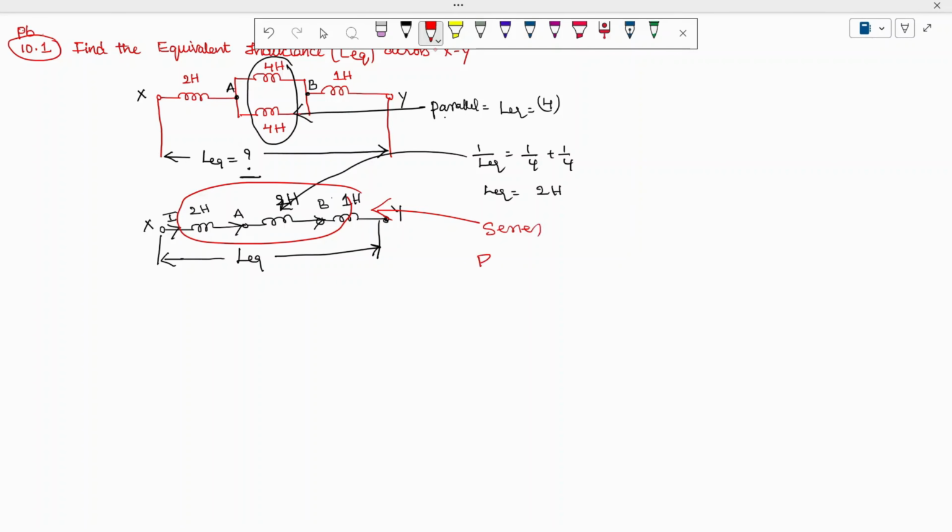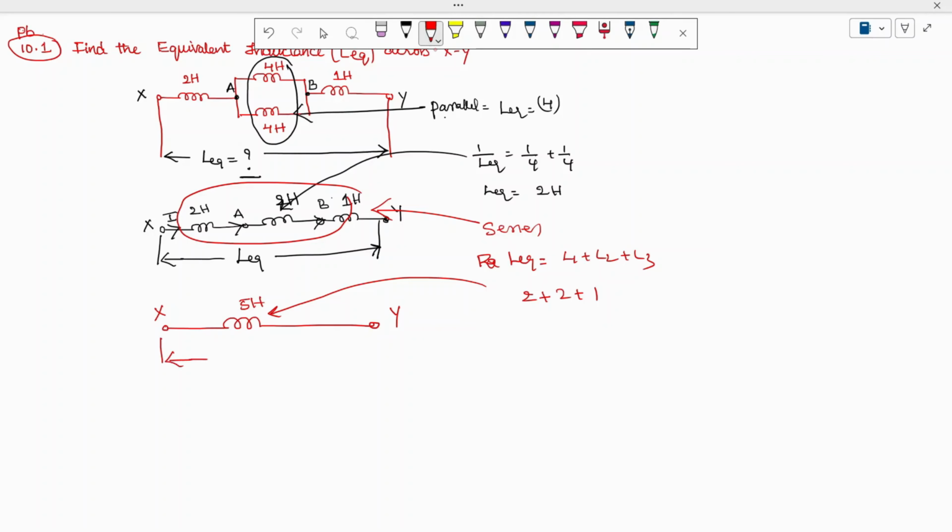If they are connected in series, the formula for L equivalent or R equivalent both are the same. This is nothing but L1 plus L2 plus L3. So the resultant you are going to get is one inductor across the terminal X and Y. The value you are going to get is 2 plus 2 plus 1, which is nothing but 5 Henry. So this is the value of L equivalent between X and Y.